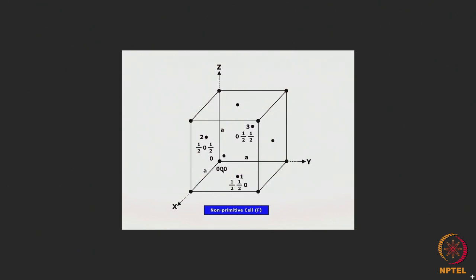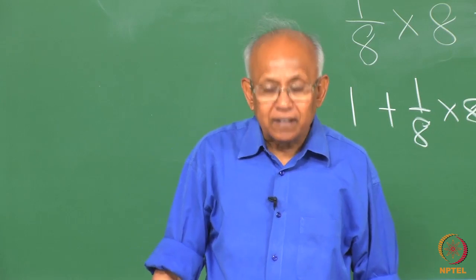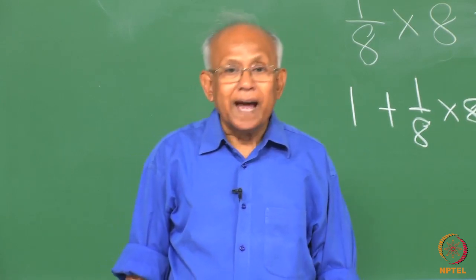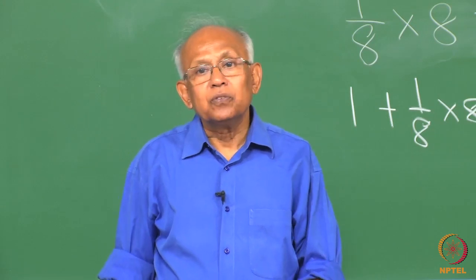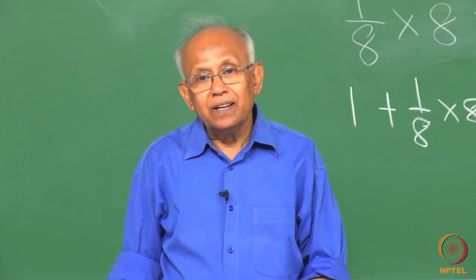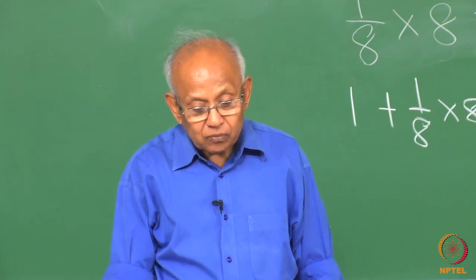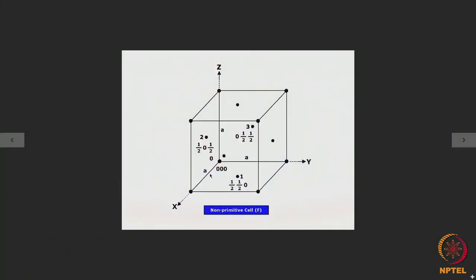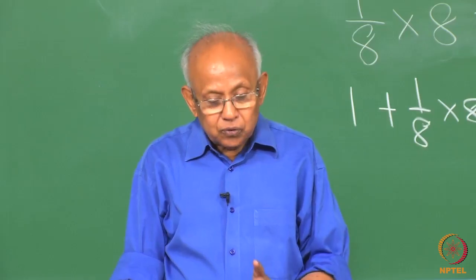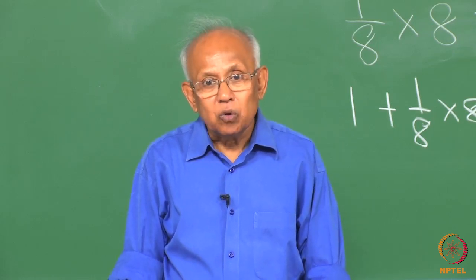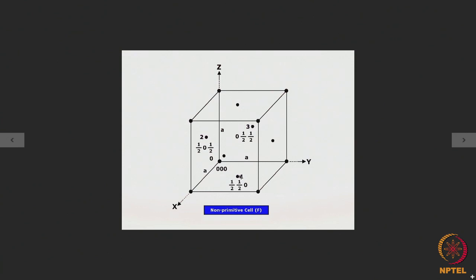What about the other 6 points or atoms at the centers of the 6 faces? We know that the total contribution of those 6 atoms or points is only 3 so far as this particular unit cell is concerned. So, we have to assign 3 face centered atoms to this particular unit cell. So, what we do? We assign the point or atom at this point 1, another one at this point 2, another one at this point 3 to this particular unit cell.